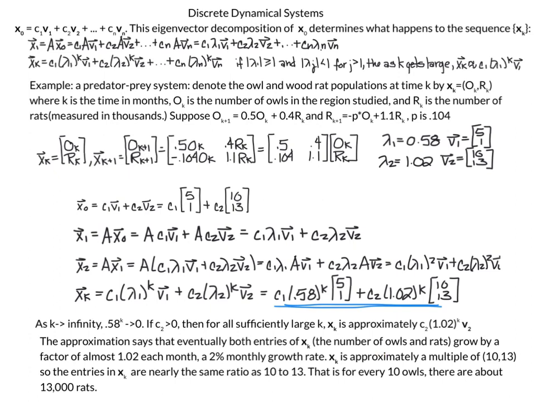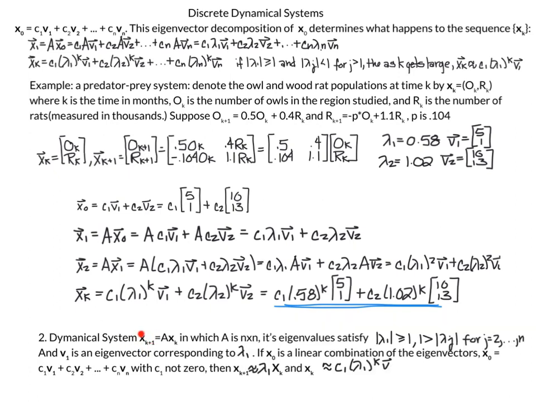x of k is approximately a multiple then also of 10 and 13. So the entries of x of k are nearly in the same ratio as 10 to 13. That is, for every 10 owls, there are about 13,000 rats. And one more point, in the dynamical system where we have x of k plus 1 is equal to A x of k, where A is n by n, and its eigenvalues satisfy the condition that the magnitude of the first eigenvalue, lambda 1, is greater than or equal to 1, and the magnitude of the other eigenvalues is less than 1, and v is the eigenvector corresponding to lambda 1.